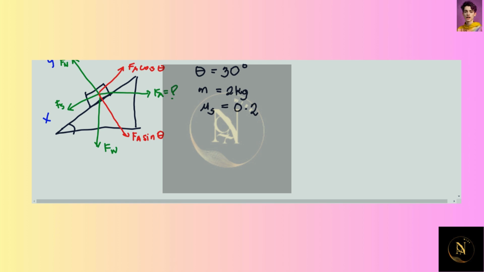One thing we forgot is the components due to the weight of the block. For the x plane, it is FW sine theta. And for the y plane, it is FW cosine theta.